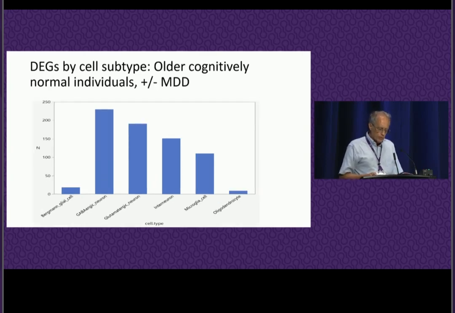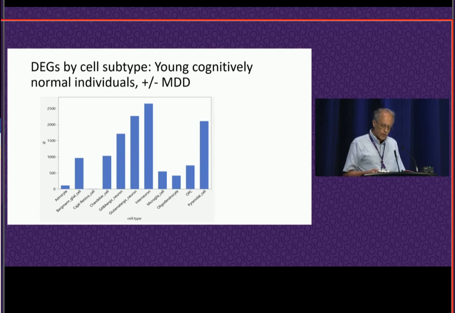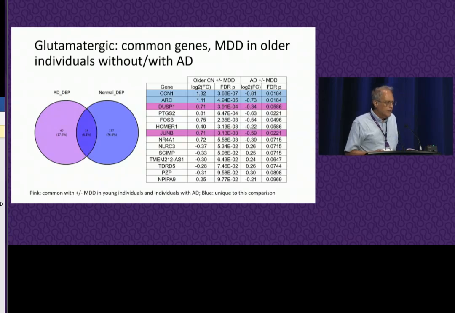Fairly similar overall numbers for the older cognitively normal cohort. As with the AD samples, the highest number of DEGs, slightly over 200, is for the GABAergic neurons, and interestingly, an almost equal number of DEGs for the glutamatergic neurons. Large numbers of DEGs were identified for the diagnosis of MDD for the young cohort. As with the other cohorts, some of the largest numbers of DEGs were observed for the GABAergic and glutamatergic neurons, with relatively fewer DEGs identified in microglia.